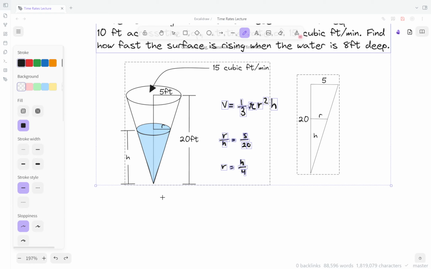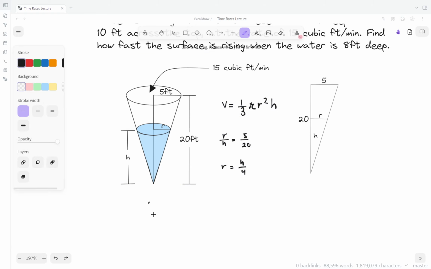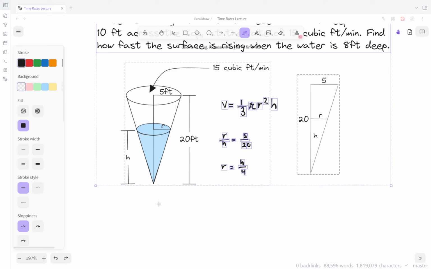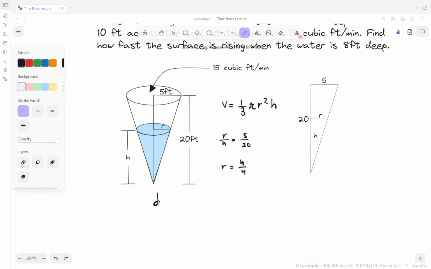Okay, now for this one, we need to know what we want. We want to know how fast the water level is rising, and what is that quantity? Well, that is the rate of the height with respect to time. So that's dh/dt. So we need to find this one. Okay, but we are given things. When I say things, we're given some rates.